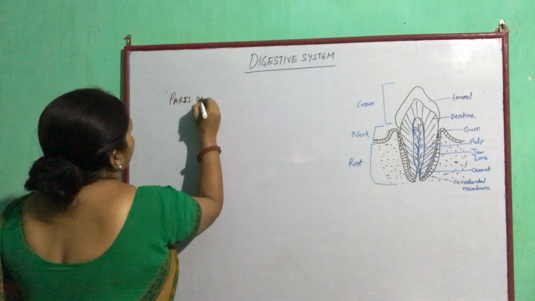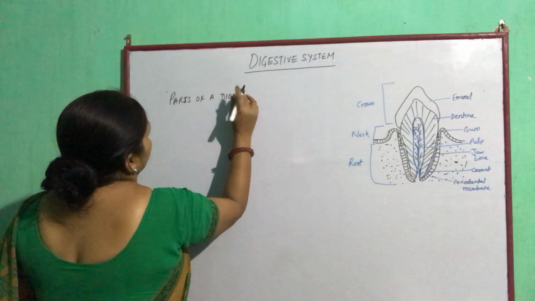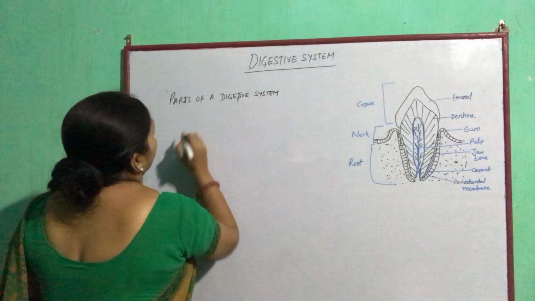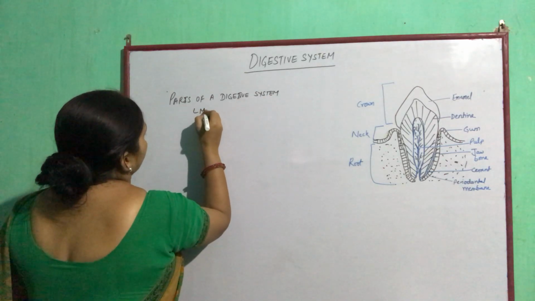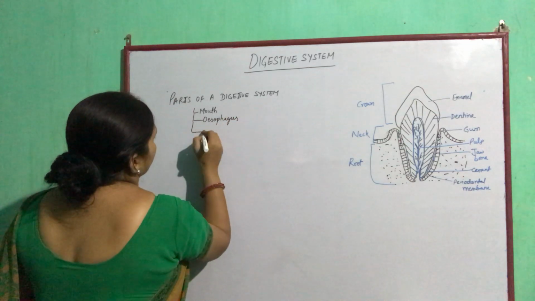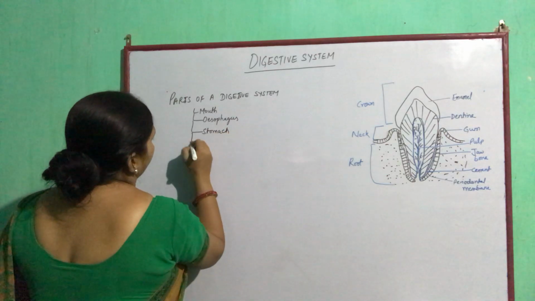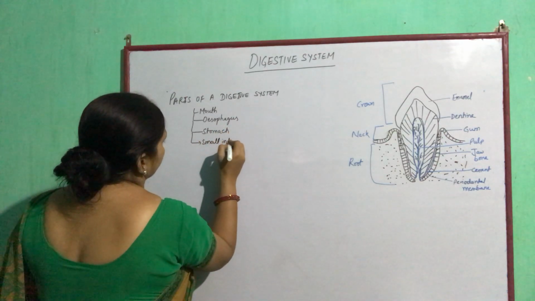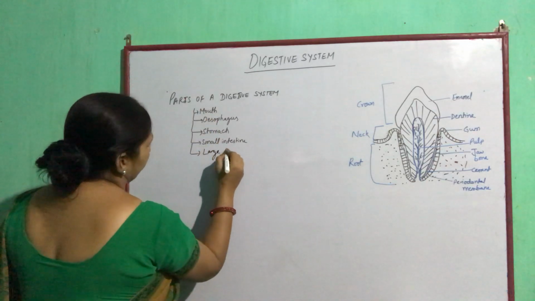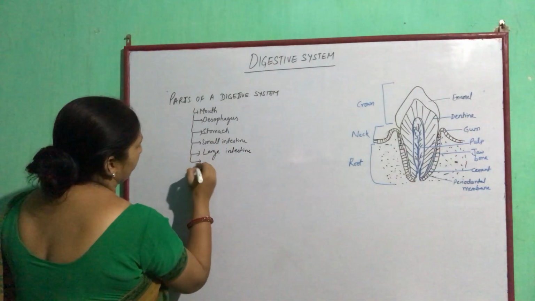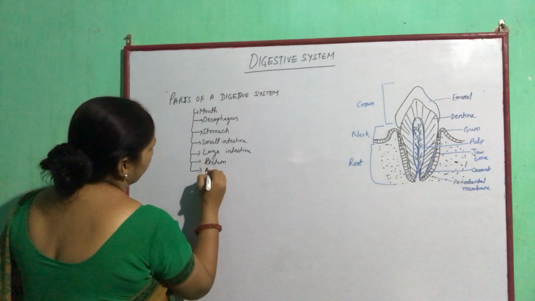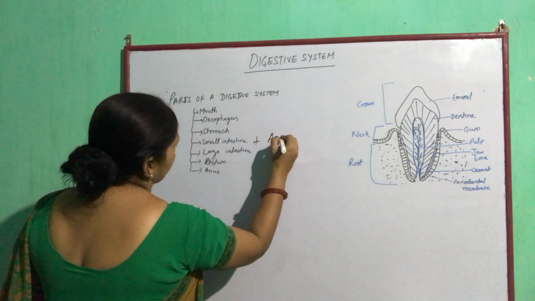Parts of a digestive system. The digestive system starts with the mouth, then the esophagus, then the stomach, small intestine, large intestine, rectum and anus, plus the associated glands.